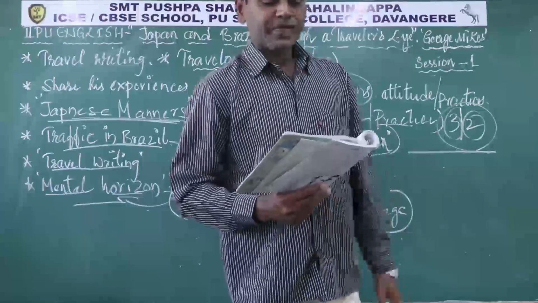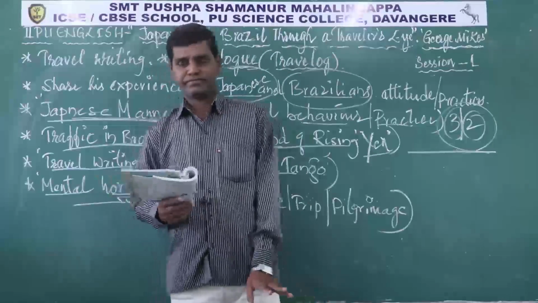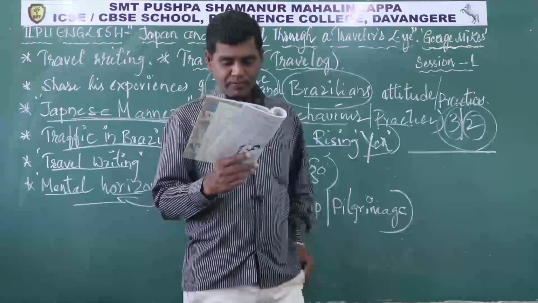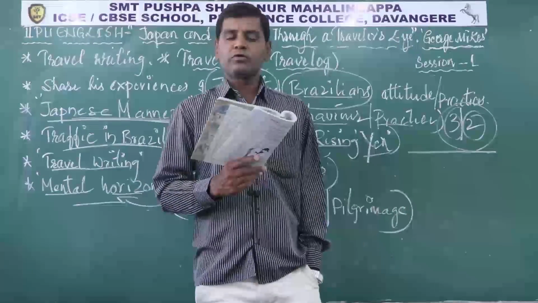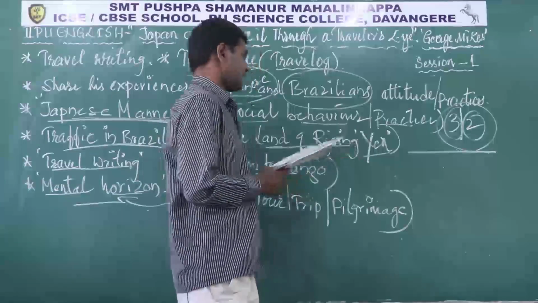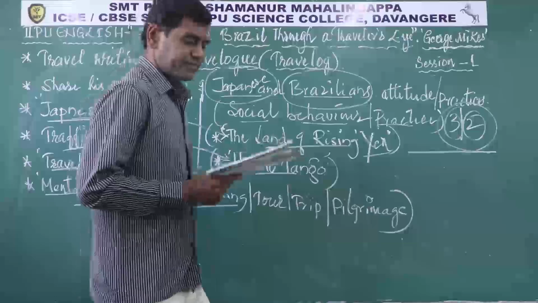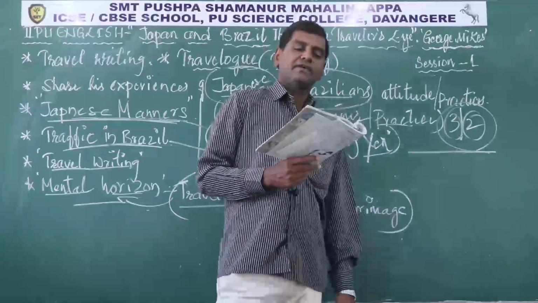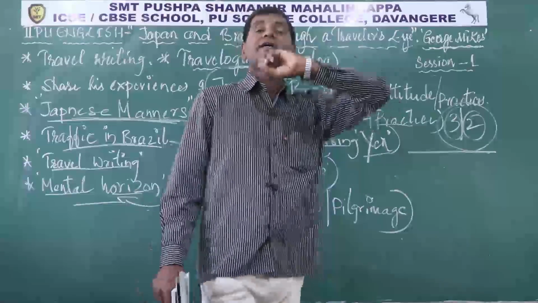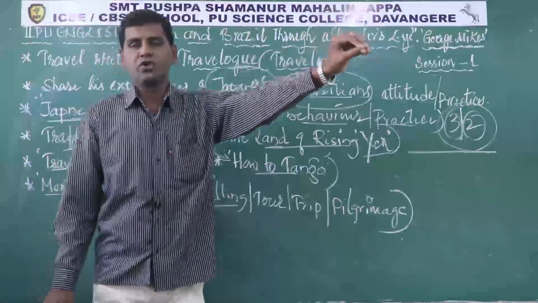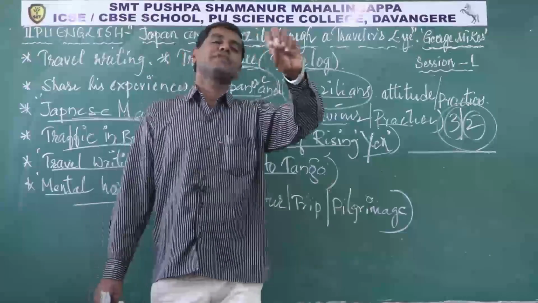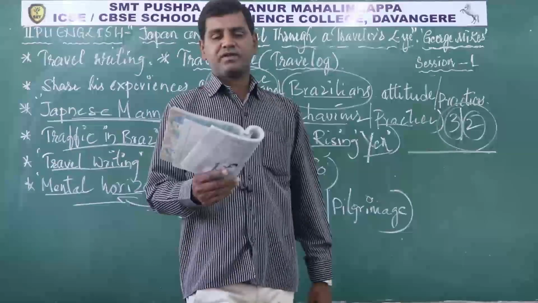And then coming to the note on travel writing. Travel writing is about writing one's experiences of traveling and visiting alien places. As I said earlier, this is the definition of travel writing. Alien means unknown places, new places which we are going to visit for the first time.